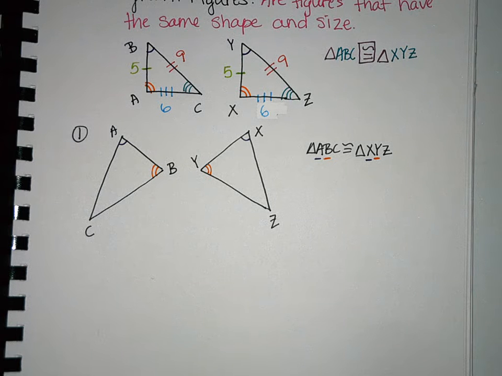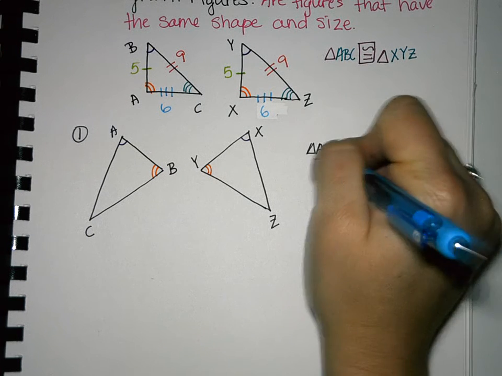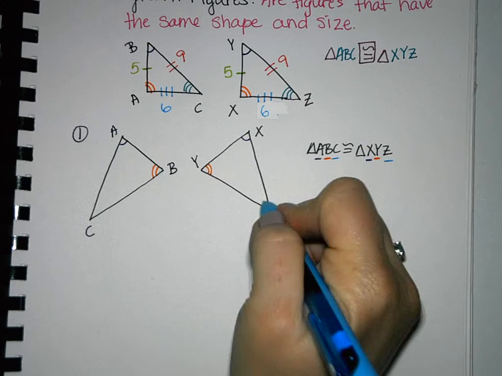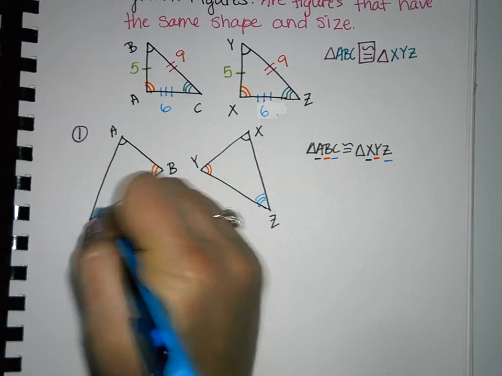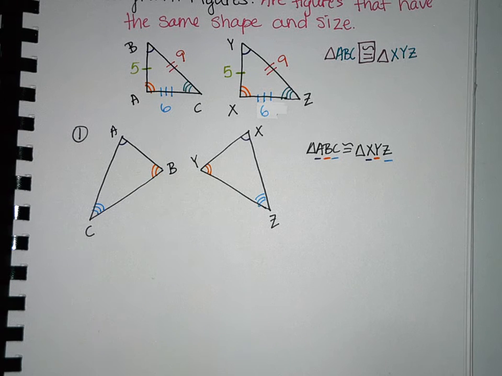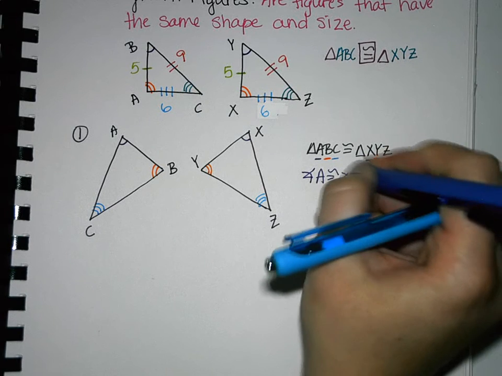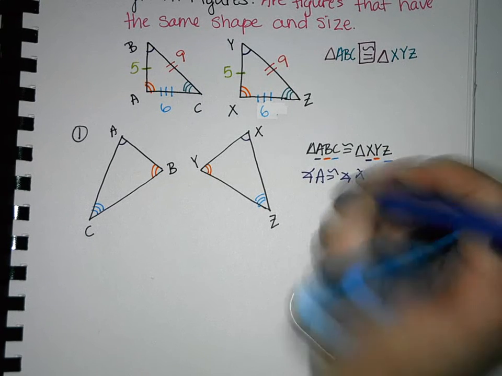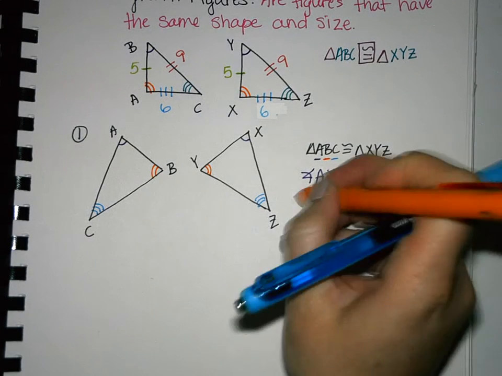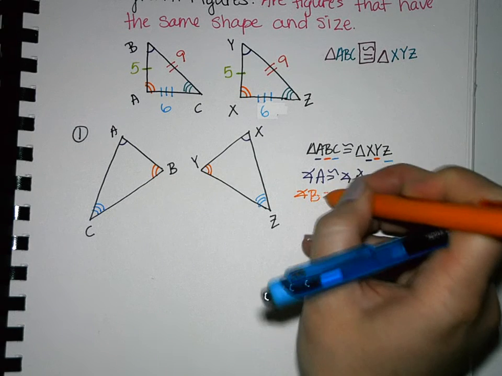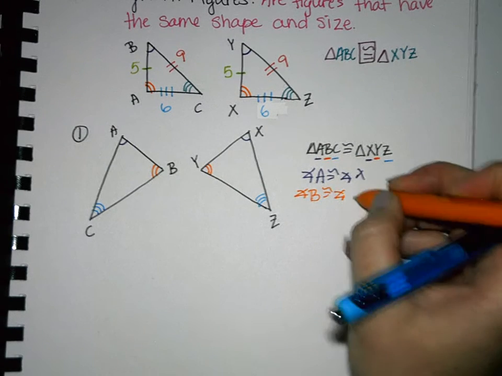Okay, anyone else think they know another one? Maddie? C is congruent to Z. C and Z, they both come third, so I'll put 3 little arcs. Okay, so those are our 3 angles. So angle A was congruent to angle X. Angle B was congruent to angle Y.